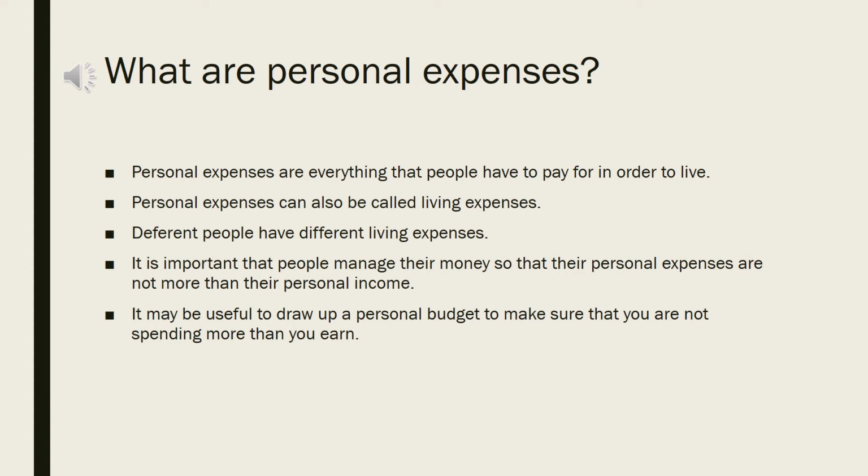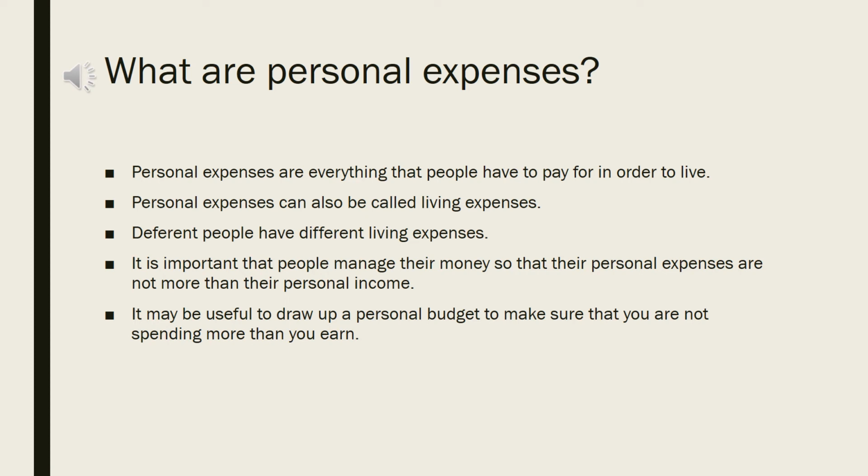Now we're going to look at personal expenses. Personal expenses are everything that people have to pay for in order to live. Everything that you buy, pay for. Personal expenses can also be called living expenses. We consume electricity, DSTV, Netflix, we pay school fees, we buy groceries. All those things are living expenses we need to pay for. So those are personal expenses.